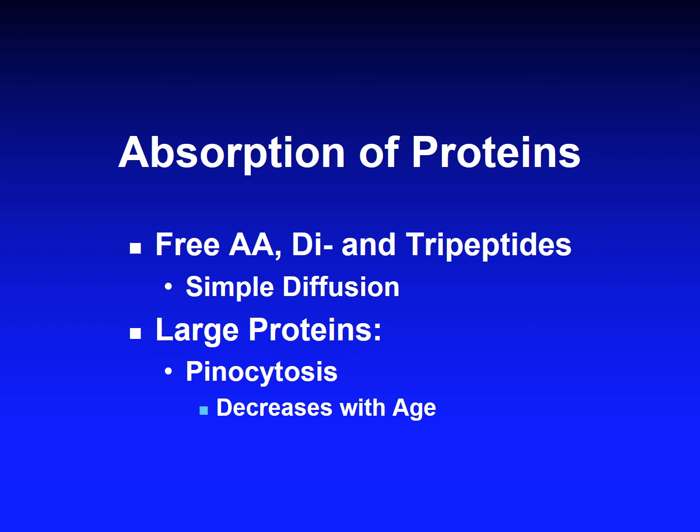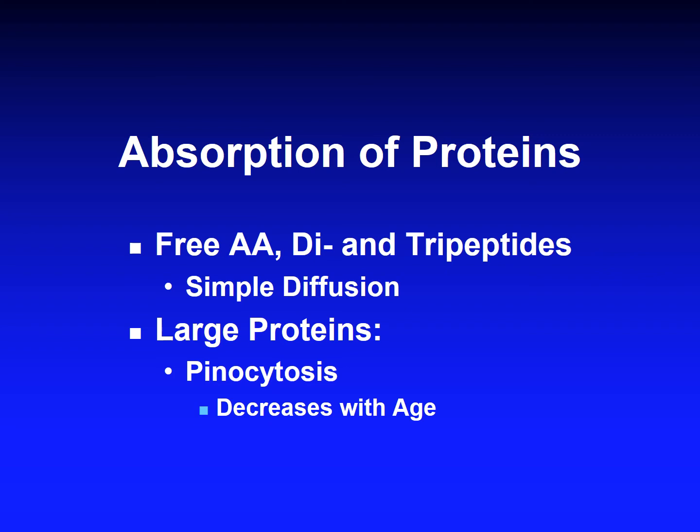If they are large proteins, as I mentioned with regards to the antigens and things like that, large size proteins, then pinocytosis will take place. And again, this pinocytosis, just as a side note, decreases with age. So the older the animal or the individual, the lesser their capabilities of absorbing larger proteins into their cells.